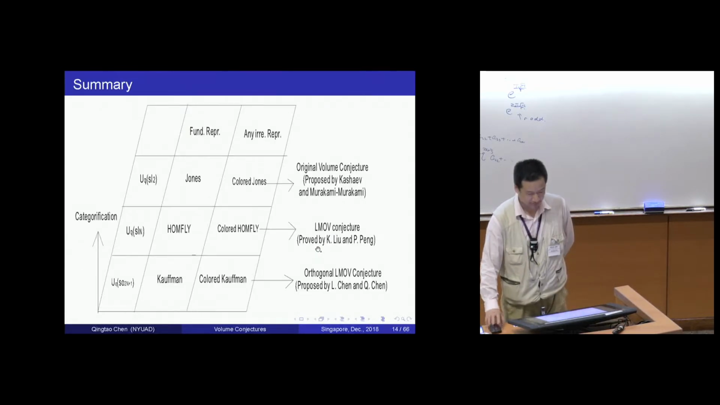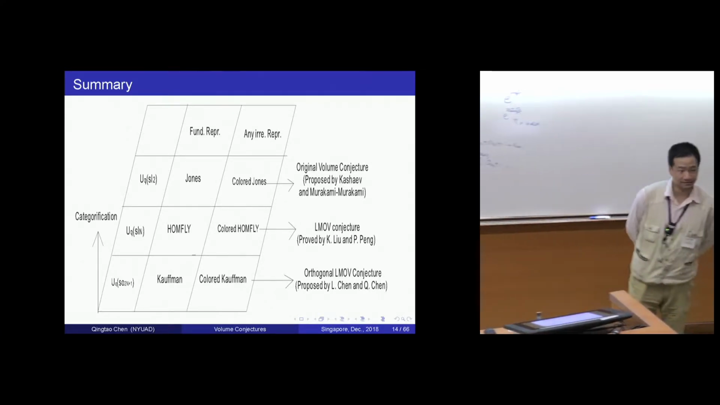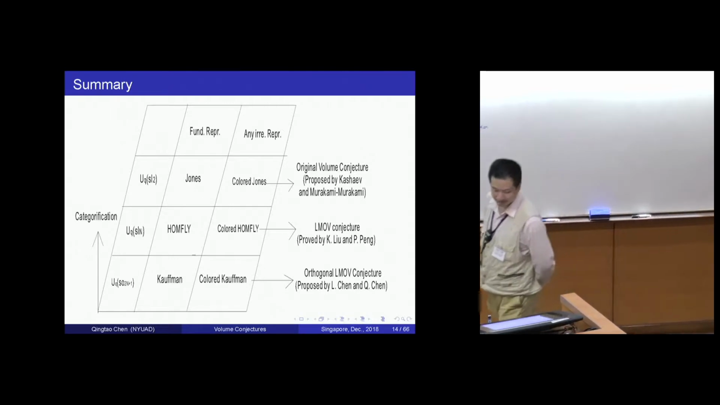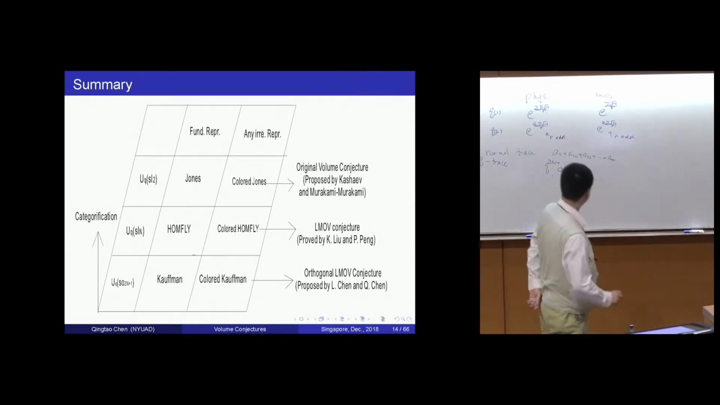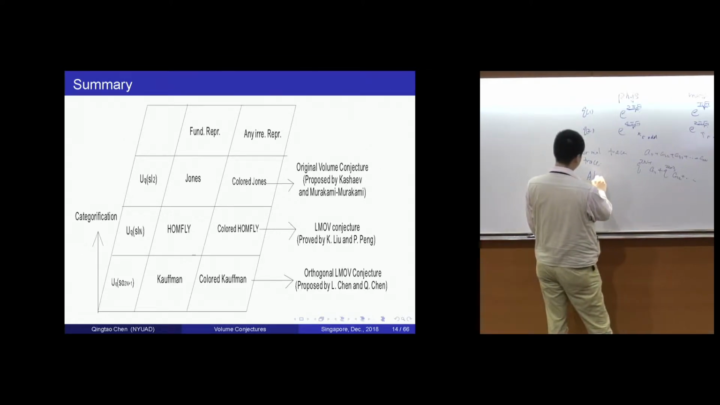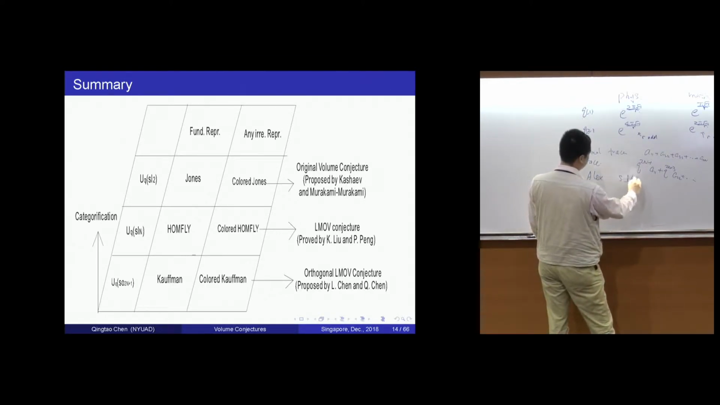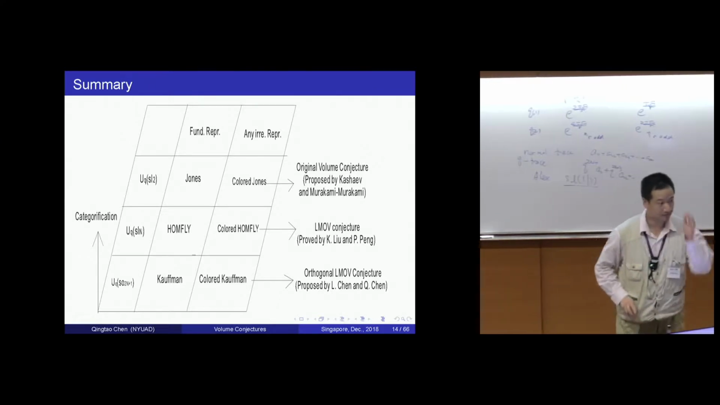Then here we give a summary. This is the building of the quantum invariants. I missed one important part, the Alexander polynomial, because the Alexander polynomial is a little bit complicated. It has only been studied recently. It corresponds to the Lie superalgebra SL(1|1). So I didn't list it in this building.